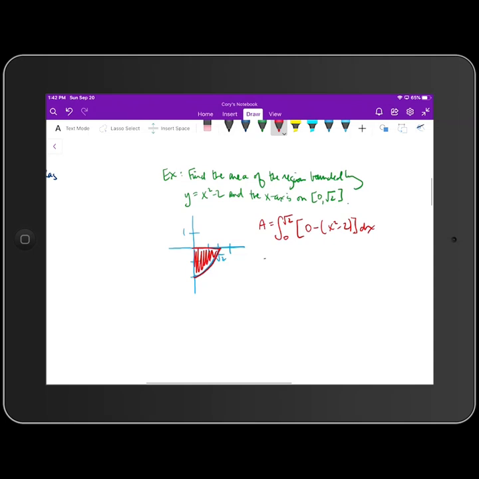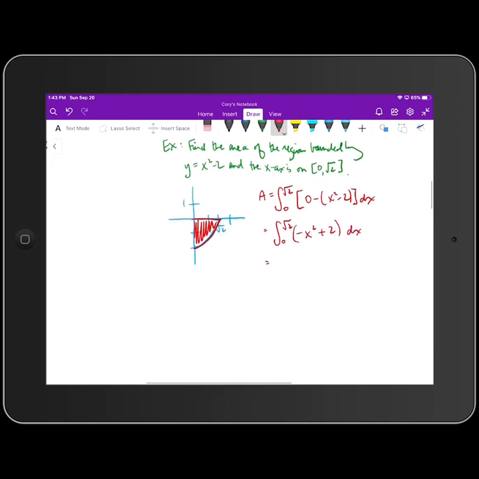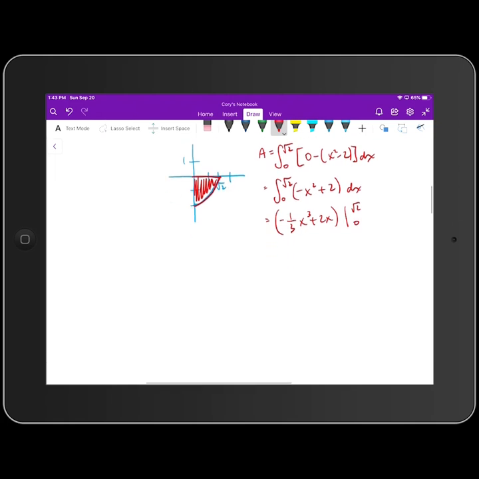So that's going to be the integral from 0 to rad 2 of, when I distribute the negative, we get negative x squared plus 2, which we're integrating with respect to x. And then we can go ahead and take the antiderivative, which is negative 1/3 x cubed plus 2x, which we're going to evaluate at rad 2 and at 0.